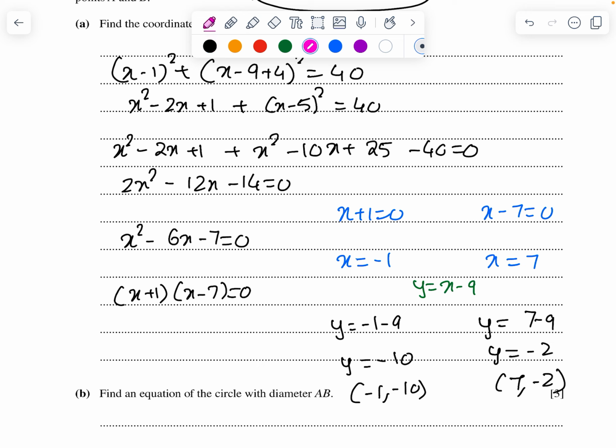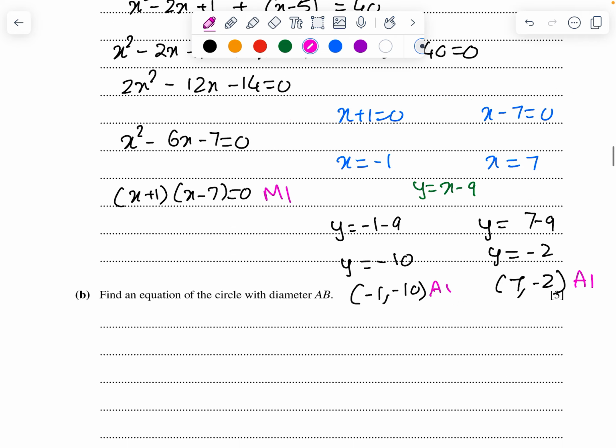Again a 4 marks question. 1 mark for the substitution over here. Another method mark for getting a quadratic, and one accuracy mark over here and an accuracy mark over here.